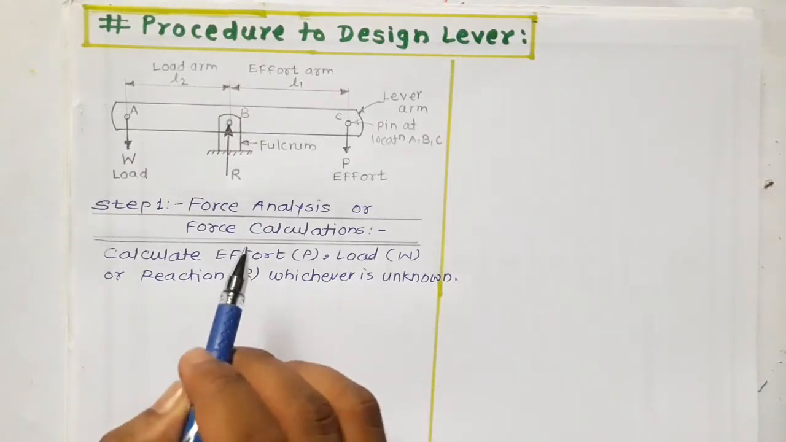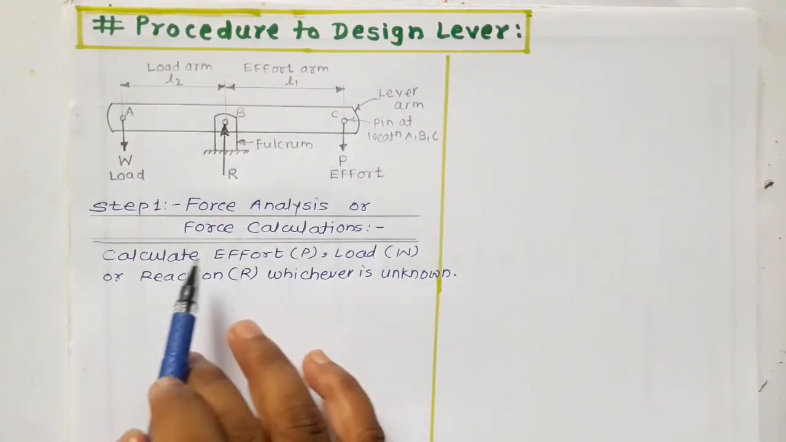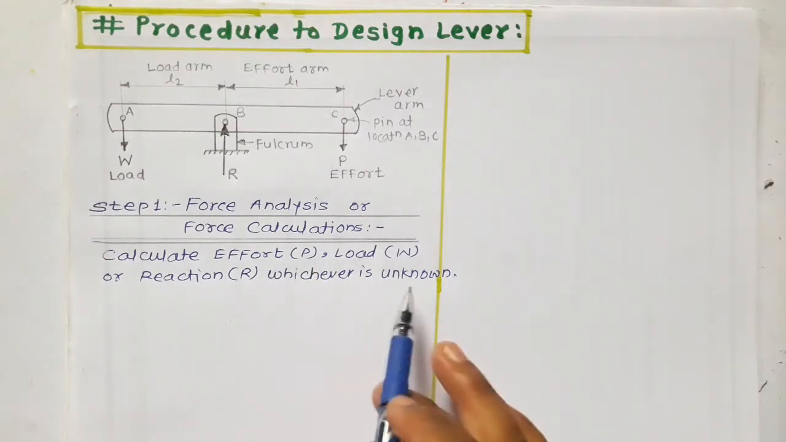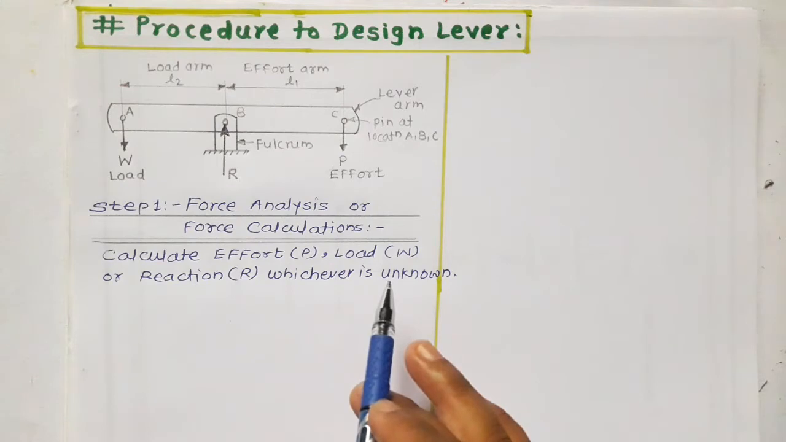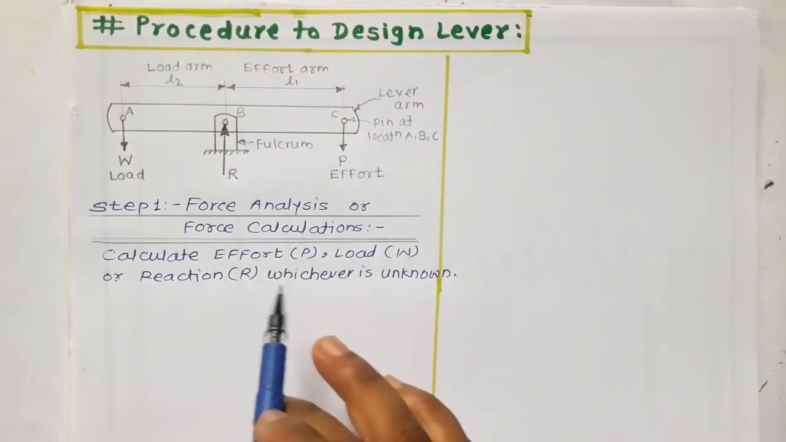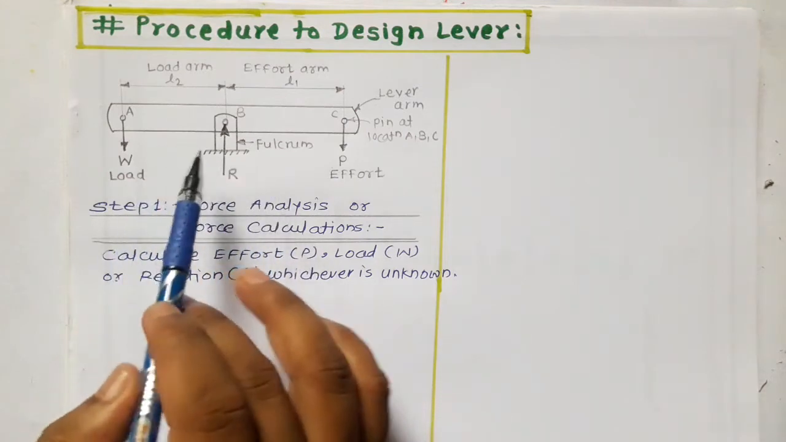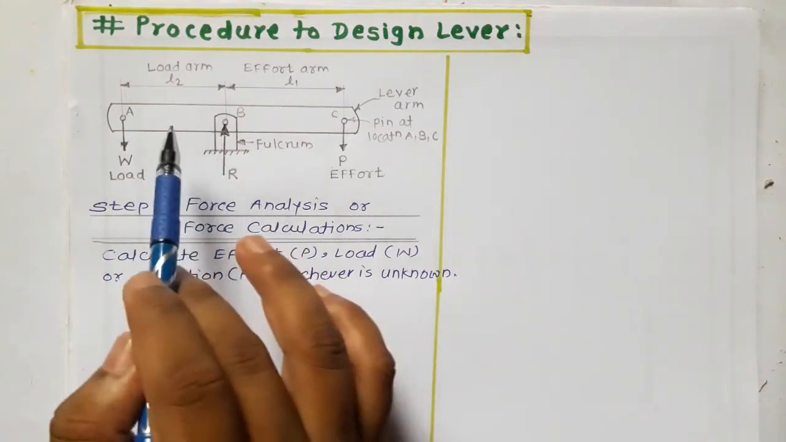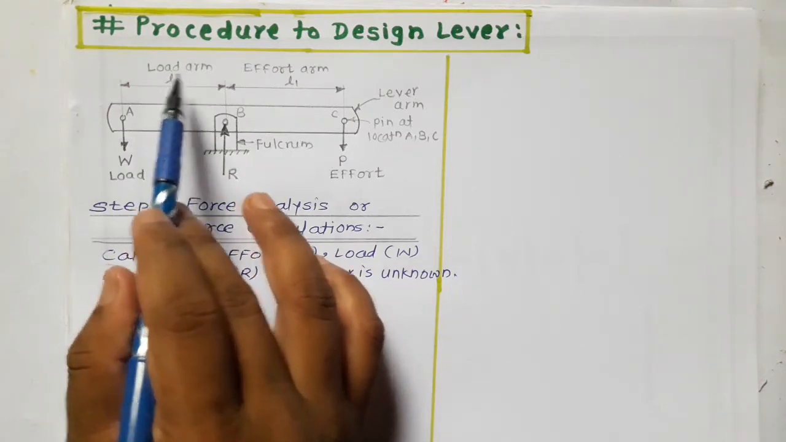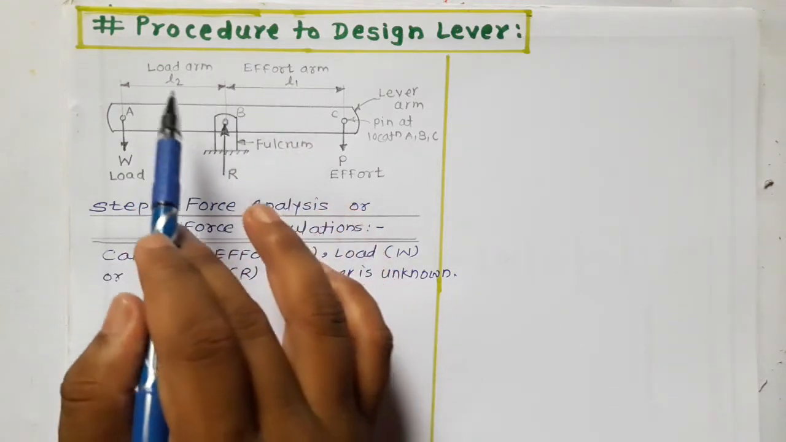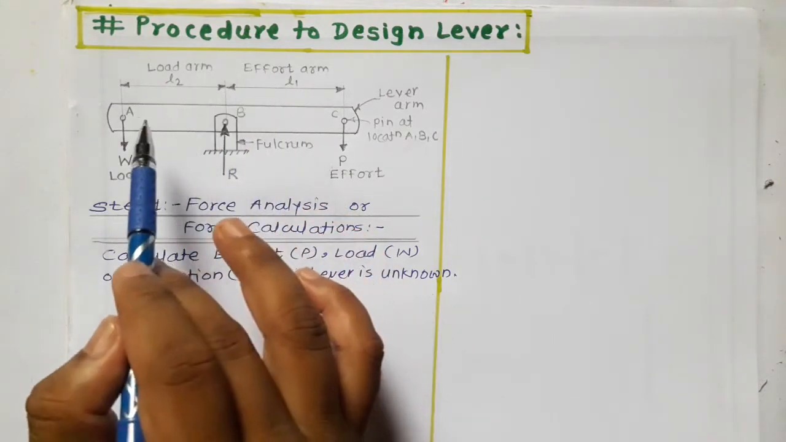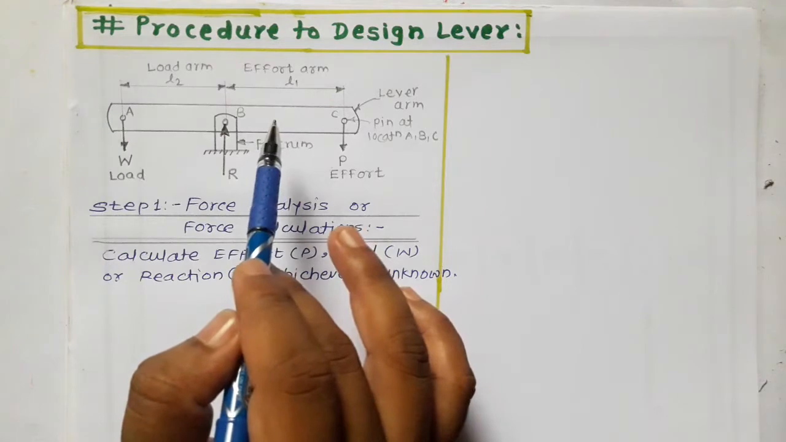So in the step number 1, we have to calculate the effort P, load W or reaction R, whichever is unknown. First of all we'll see how to find out either P, W or R, whichever is unknown, for the lever as shown in this figure. So in this figure the lever is shown, it has load arm and effort arm. And the angle between load arm and effort arm is 180 degree, or this load arm and effort arm are in one line.